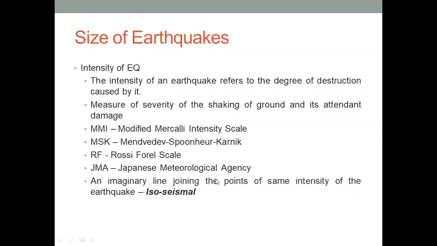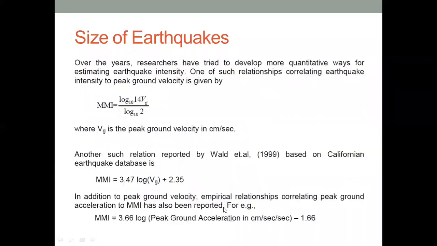Another term related to seismic intensity: an imaginary line joining the points of same intensity of the earthquake is called an isoseismal. We know iso is nothing but the same value, and since it is related with intensity, it is called isoseismal.